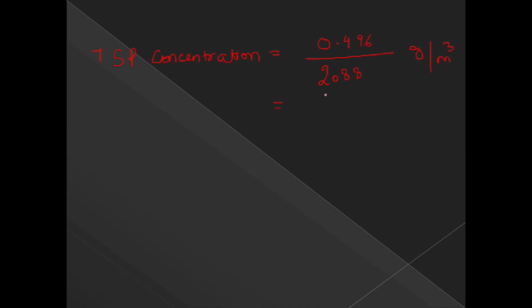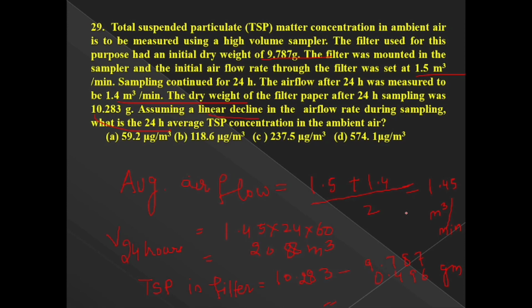So that is equal to 0.496 into 10 to the power 6 microgram per meter cube, whole divided by 0.2088, and after calculation I found the value as 237.5 micrograms per meter cube. That is our answer, the TSP concentration we have to calculate. Please note it down first. After that we will move towards question number 30.